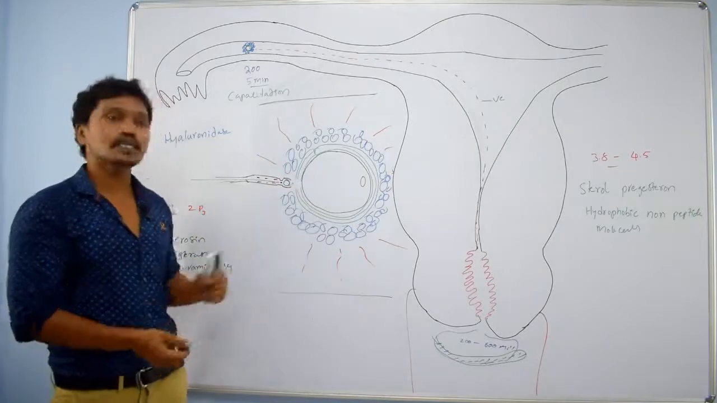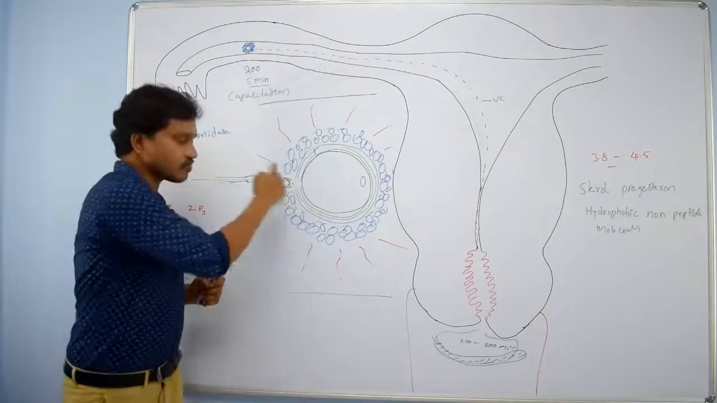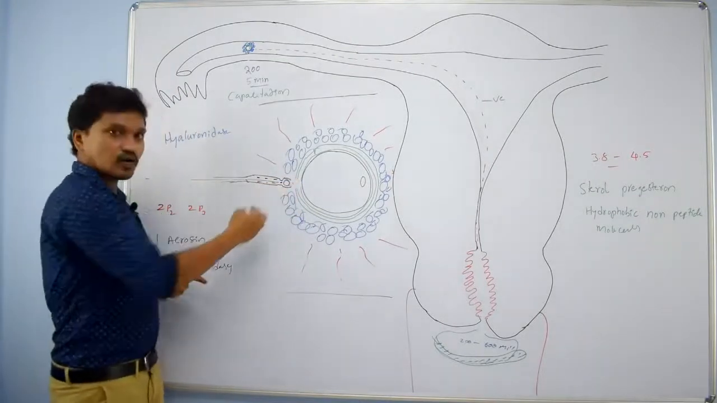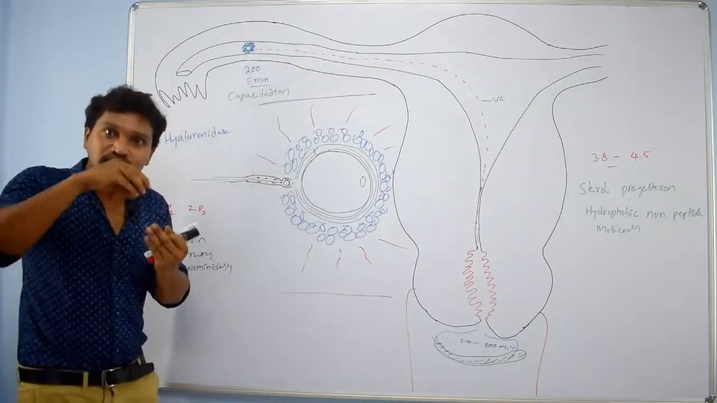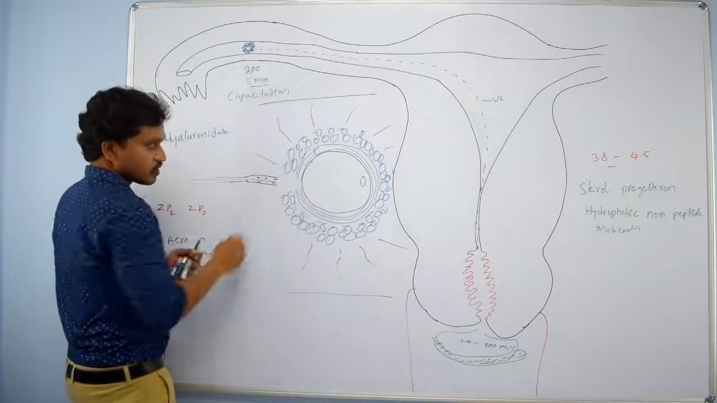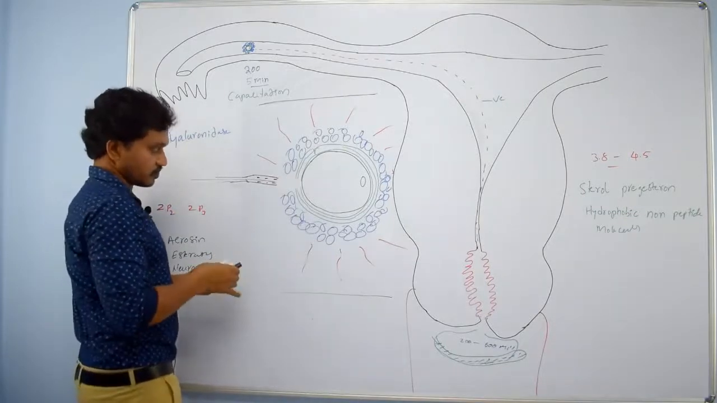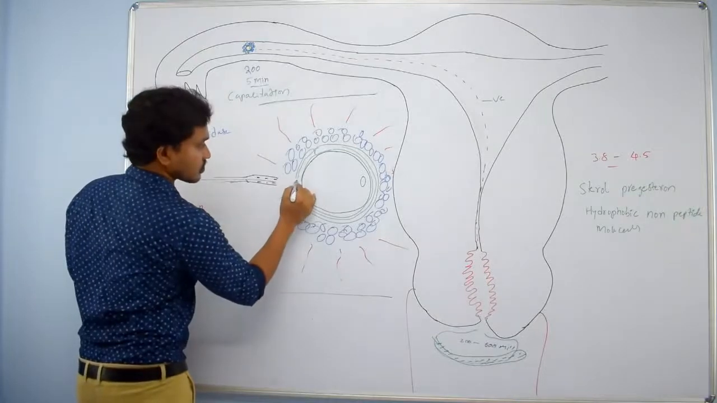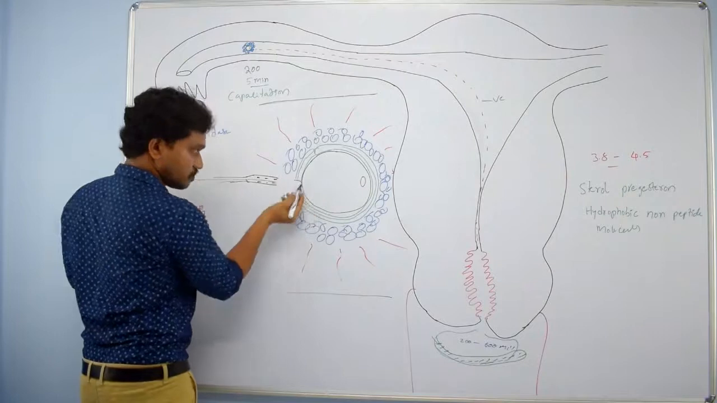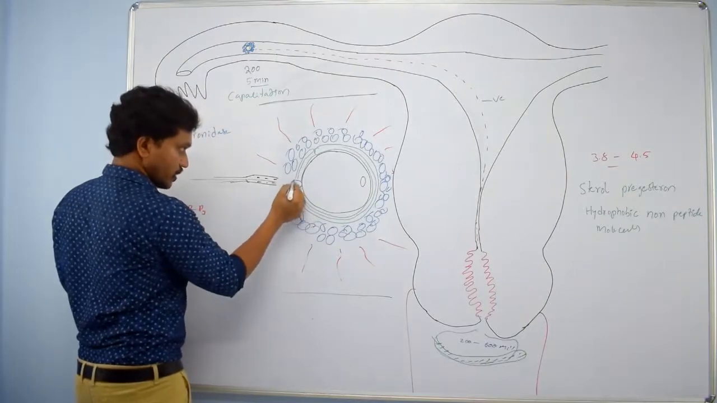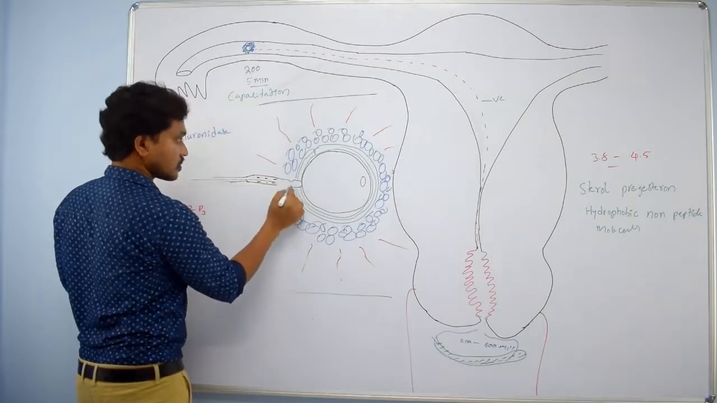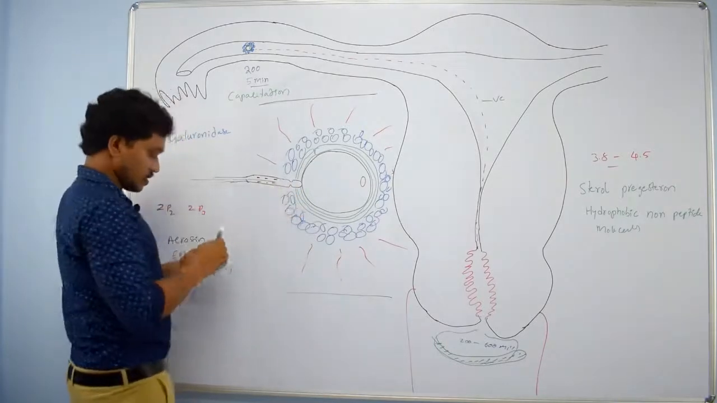Actually, integrin peptides will be present over the surface of the oocyte as a receptor. So this sperm will go and attach to the integrin peptides. Clear? So now the sperm is here. Now the sperm attached to the vitelline membrane. Clear?